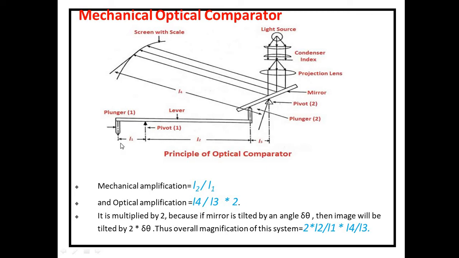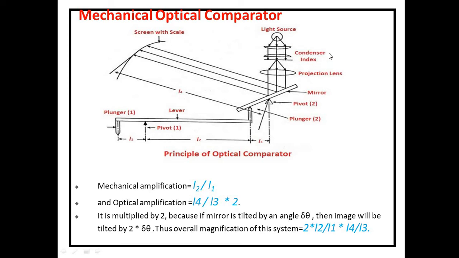If plunger 1 goes in downward direction, then plunger 2 will go in upward direction. So this leverage will happen. Now whatever plunger 2 movement is there, that is causing this mirror to tilt. This plunger carries this mirror, which is pivoted on pivot 2. So whatever the movement at plunger 1, it causes this plunger to move either in clockwise or anti-clockwise direction. Accordingly the mirror is going to tilt. And this is the second stage magnification.